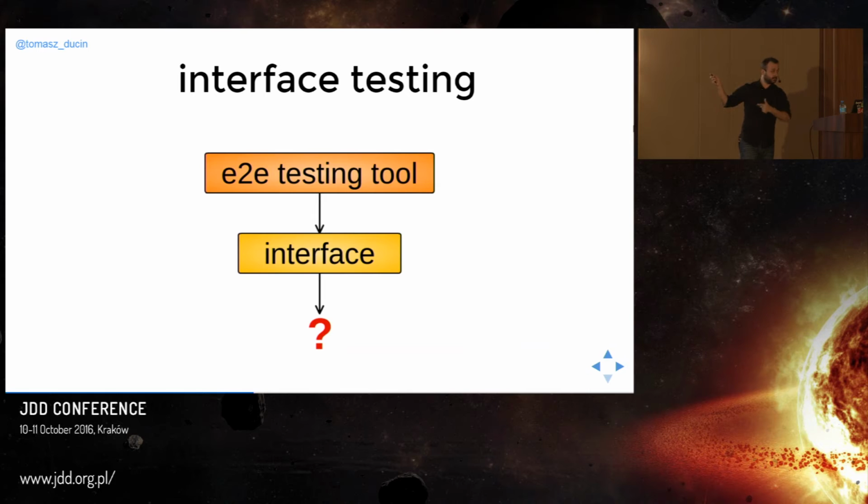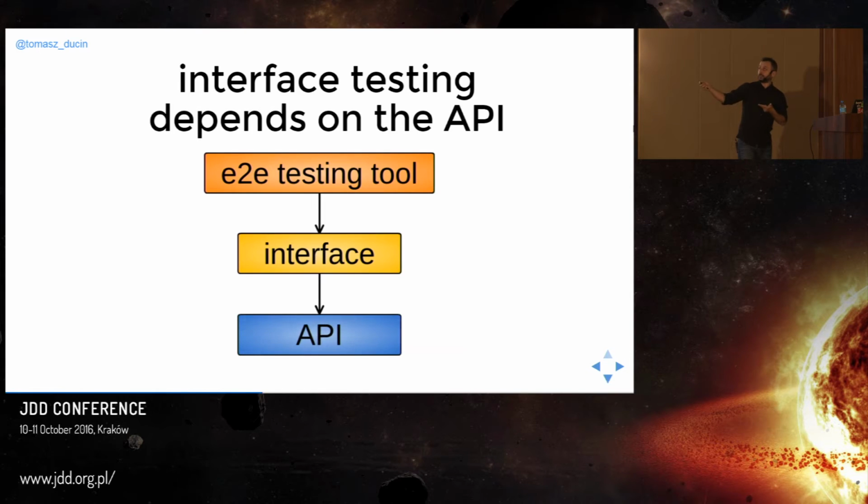So basically, like Selenium, Protractor, and this kind of tools. Yeah, exactly. So basically, they need to have a real interface. It has to be deployed on some kind of web server. So if you want to do this, then this interface needs to talk to something, right?